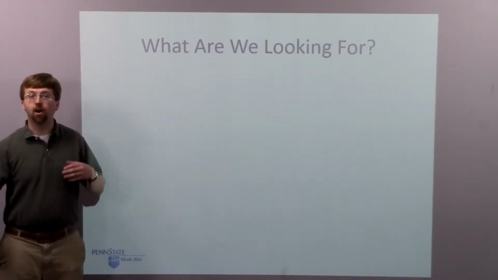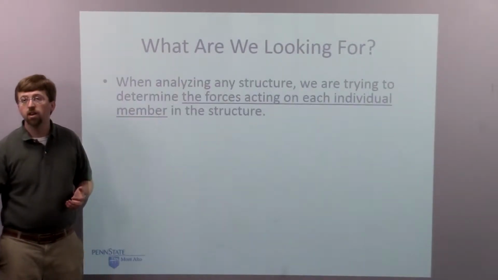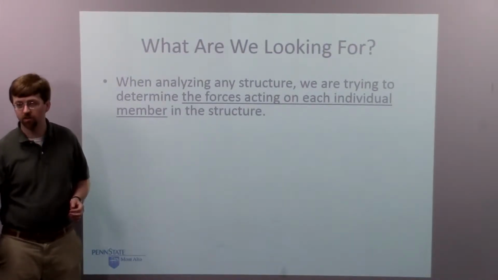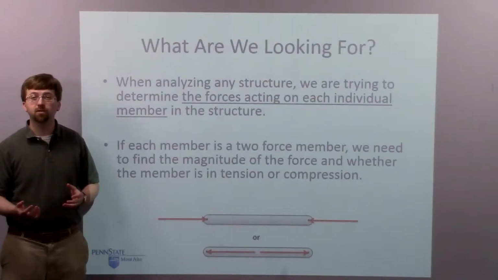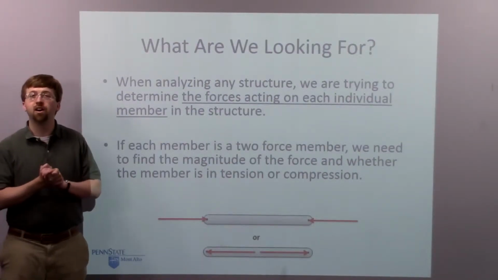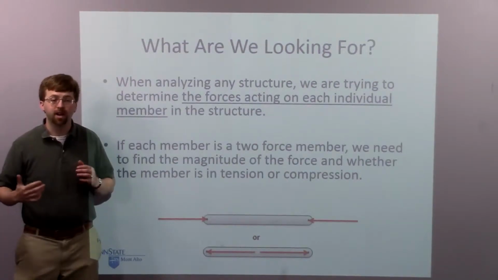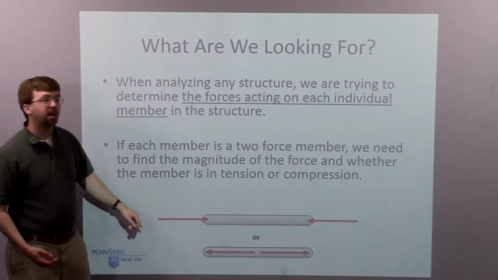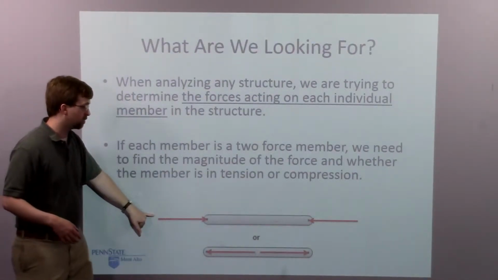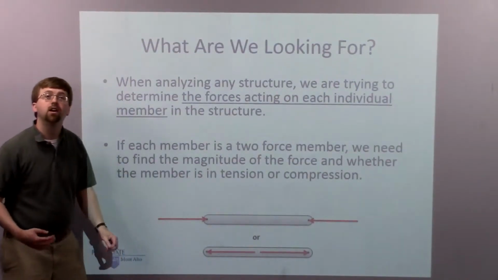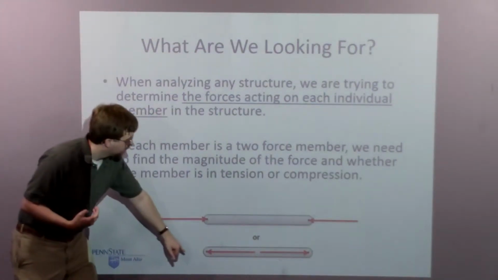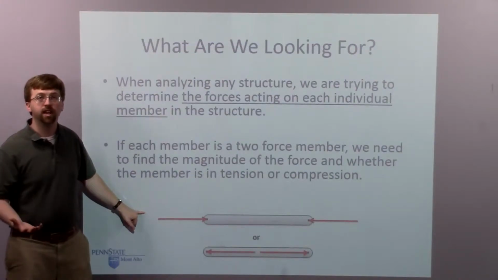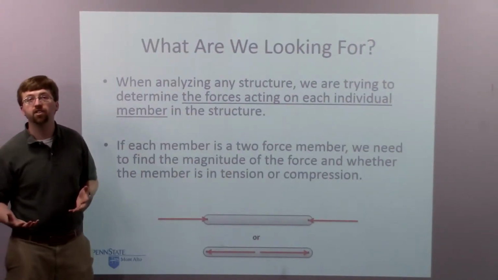So what are we looking for when we are analyzing these things? Basically, we're trying to determine the forces acting on each individual member in the structure. Each member is a two-force member, which means that we really only need one unknown to describe this. I've got either a tension force, like I have here on the bottom, or a compression force. So I've got, say, 5 kilonewtons of compression, or 600 pounds of tension. Generally, we're going to denote tension as a positive force and compression as a negative force. That's just the standard convention that we use here.